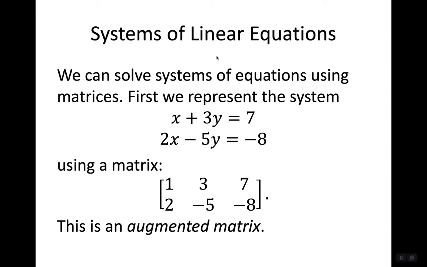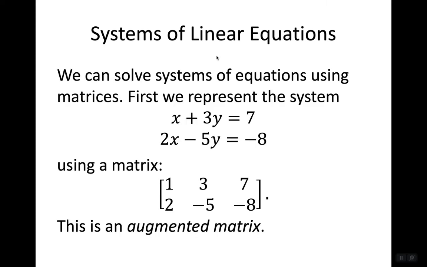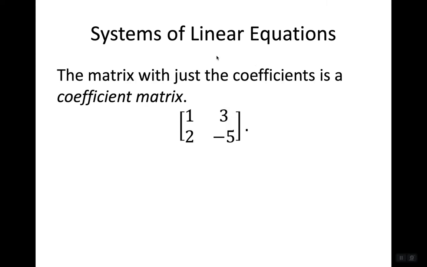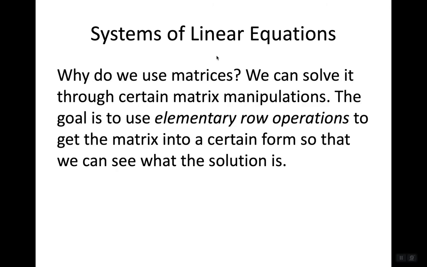Again, a matrix is a rectangular array of numbers. This is an augmented matrix. The matrix with just the coefficients is a coefficient matrix. So notice this one has the 7, negative 8 in the last column. This one does not. It's the coefficient matrix. This one's the augmented matrix.